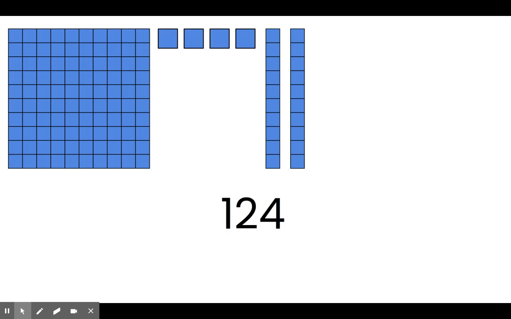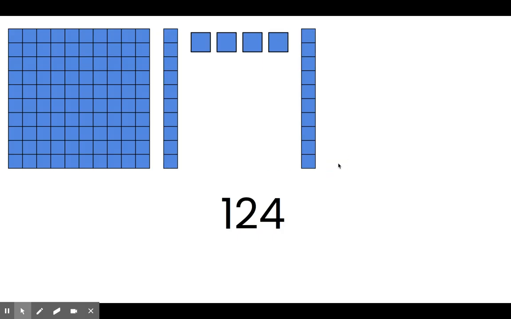Is there another way that we could get to 124? We could count differently. Maybe we want to start with 100 and then count our ones. Let's try it. 100, 101, 102, 103, 104. Now we're counting by tens. 114, 124. These are all different ways we can get to 124. Let's try this one. 100, 110. Now we're counting by ones. 111, 112, 113, 114, 124.